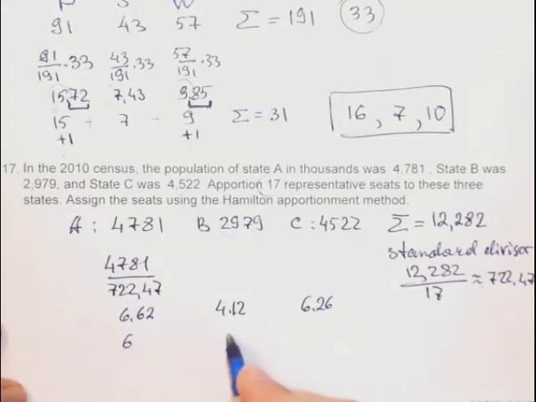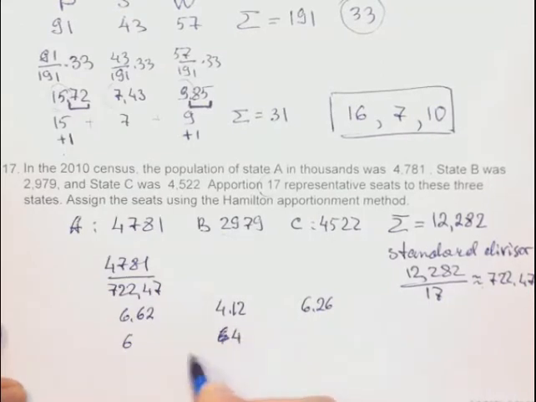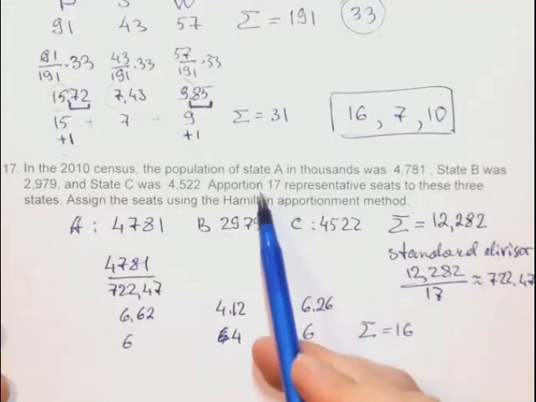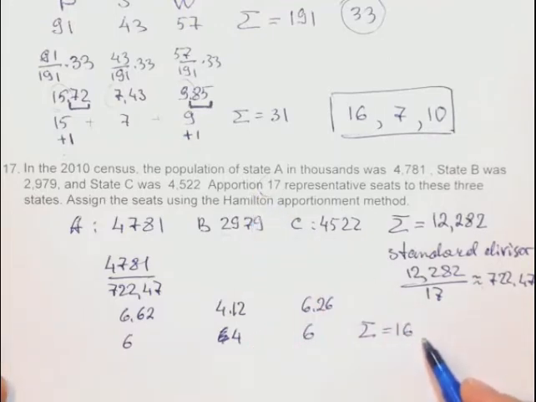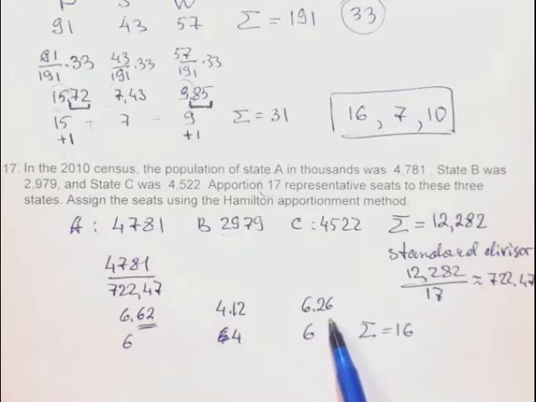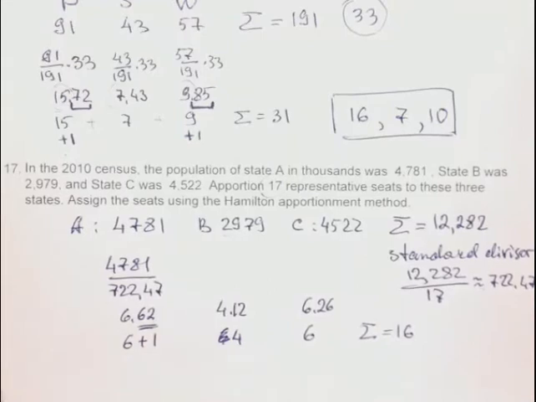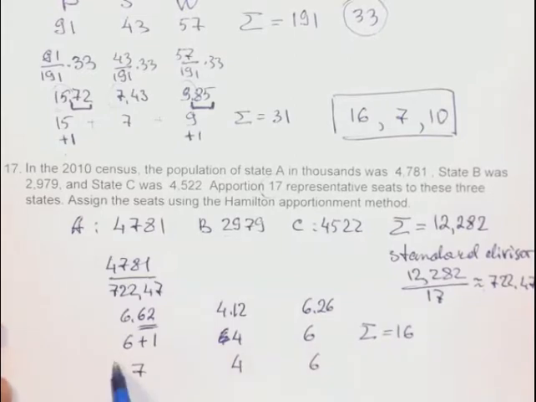First, we assign integer parts 6, 4, and 6. Find the sum. 6 plus 4 plus 6 is 16. We apportion 17, so we have one extra representative, and this extra goes to the state with the largest fractional part. 62 is greater than 12 and 26, so this state gets one more. So the apportionment is 7, 4, 6.